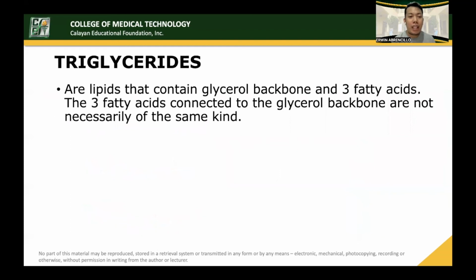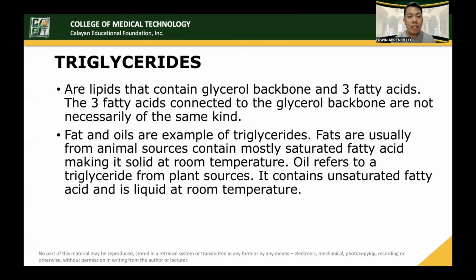We have another one, the triglyceride. These are lipids that contain a glycerol backbone and three fatty acids. The three fatty acids connected to the glycerol backbone are not necessarily of the same kind. Fats and oils are examples of triglycerides. Fats are usually from animal sources and contain mostly saturated fatty acids, making them solid at room temperature. Versus oils, which are liquid and found in plant sources, so they contain unsaturated fatty acids and are liquid at room temperature.